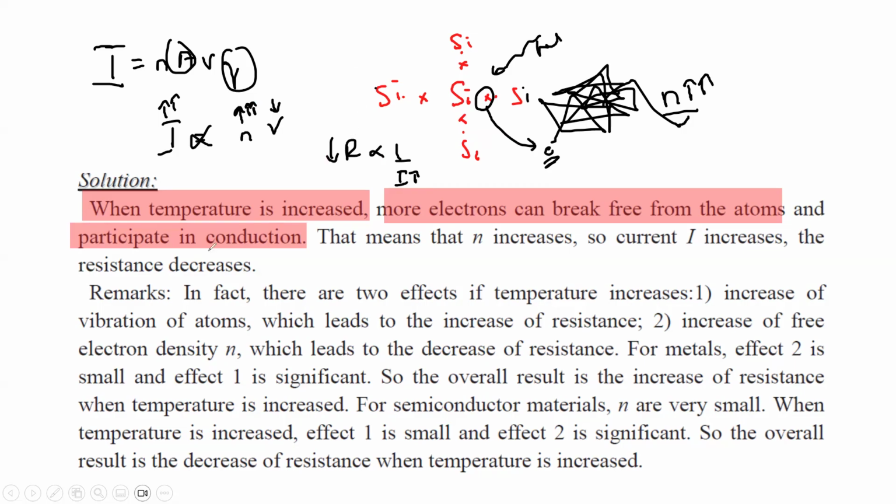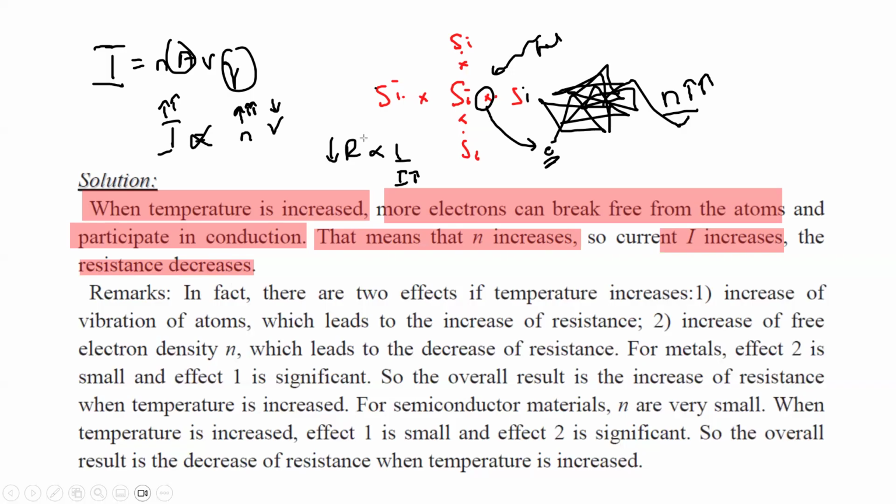So how we relate here: when the temperature is increased, more electrons can break free from the atoms and they will participate in conduction. This means that there are more charge carriers, and so the current should increase and the resistance decrease. But two things are there.